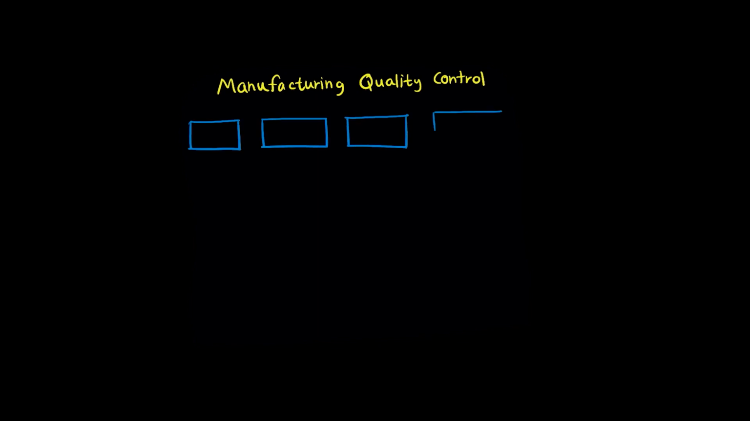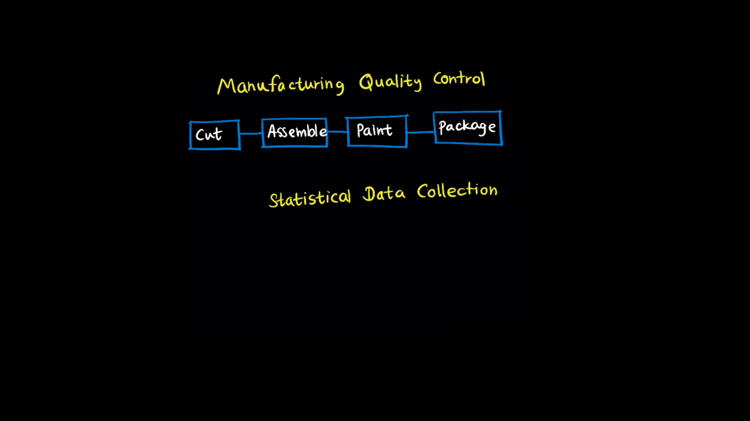Let's explore how to identify quality problems in manufacturing. Imagine a production line with multiple stages: cutting, assembling, painting, packaging. And defects are happening somewhere, but where exactly? This is where statistical data collection becomes powerful. By measuring and recording defects at each specific stage, we create objective, numerical evidence.